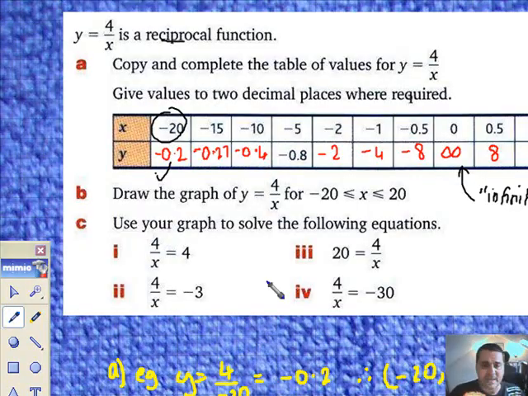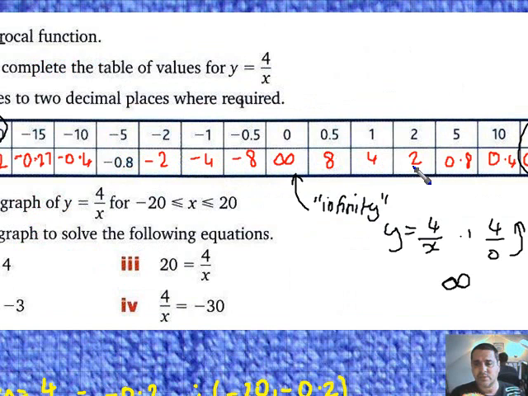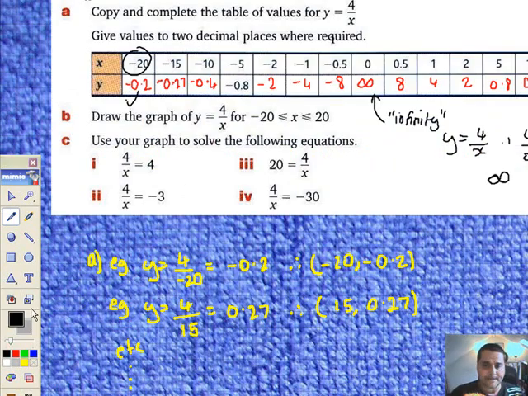Look at it. Look what's happening here. Look at the y values. Minus 2, minus 2.7, minus 0.4. So it's getting smaller and smaller, and all of a sudden it disappears off to infinity. And then on the other side, 8, 4, 2, 0. So again, smaller and smaller. This is what we get here.